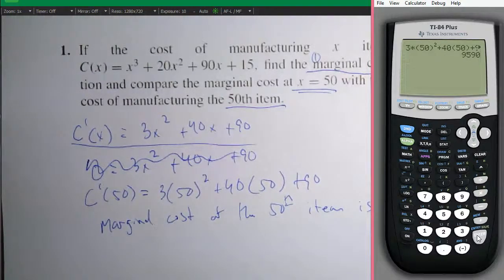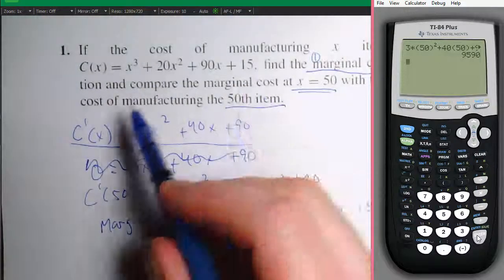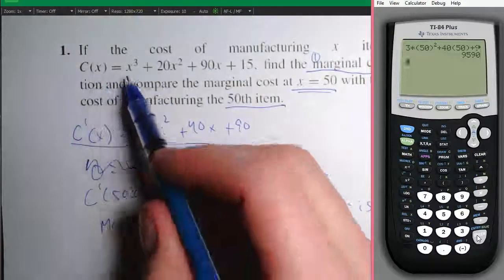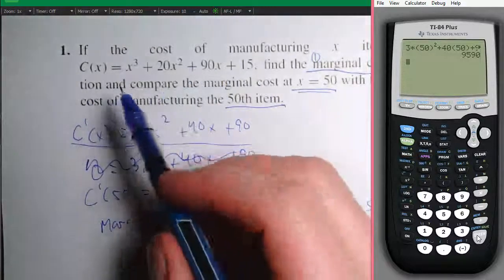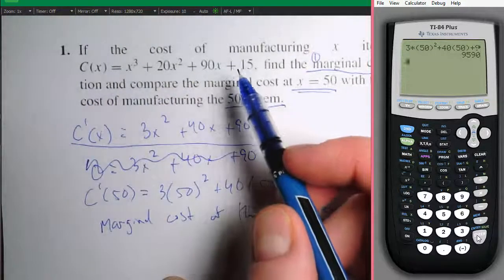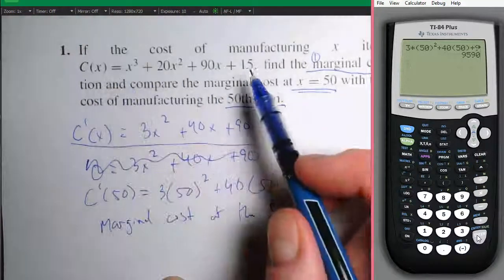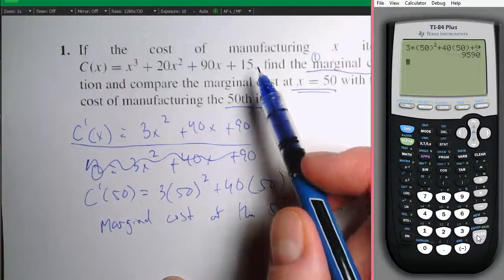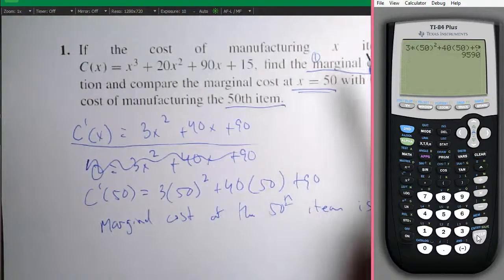Now to find the actual cost of the 50th item, what we have to figure out is the cost of the first 49 items, because that's what this gives us. It gives us the cost after that many items, not the cost of the 49th or the 50th, but the cost of making 49 items. So we're going to find the cost of making 50 items, and then the cost of making 49 items, and subtract those, and that should be how much the 50th item actually costs to make.